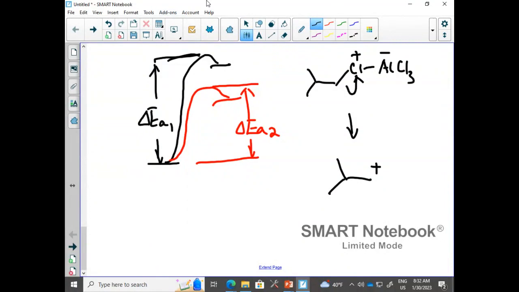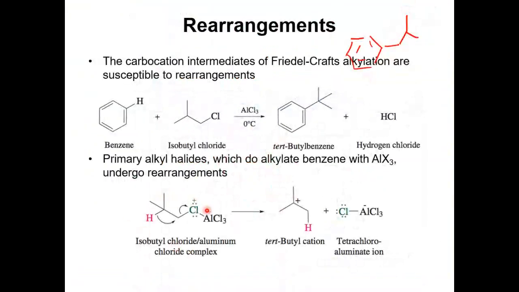That's why, if you have a primary alkyl halide and let it undergo Friedel-Crafts reaction, you will get rearrangement, giving you either the secondary or tertiary product. The first step is the alkyl halide forming a complex with aluminum chloride. Then this complex, if it's primary, will at least undergo a shift, giving you a secondary carbocation. At least. You will not get a primary carbocation.